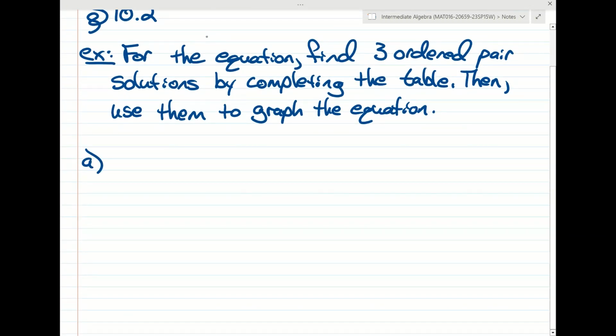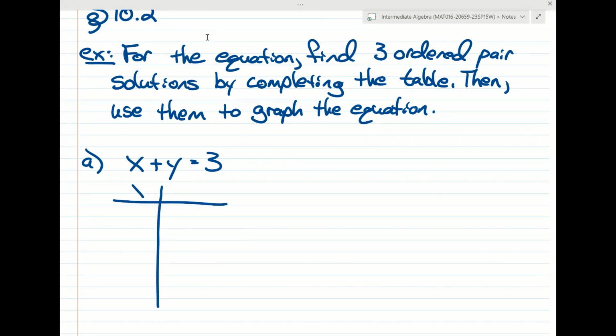So for this first example, let's say x plus y equals 3. What we'll do is make a table for x and y, and then I'll also make a coordinate plane that we'll eventually graph. For this one, let's go 8 units in each direction.